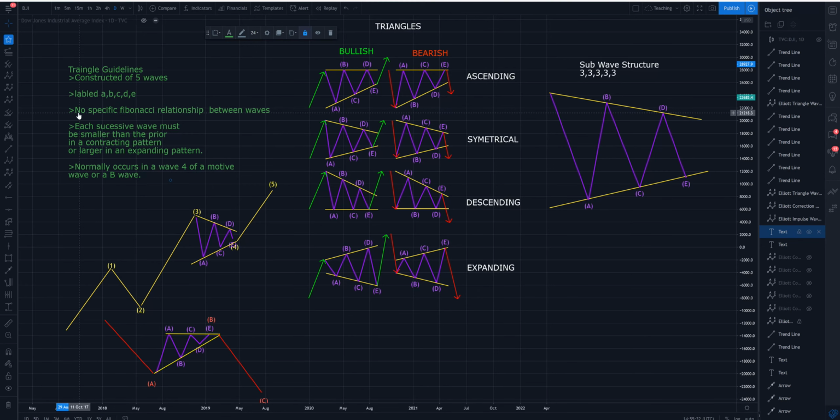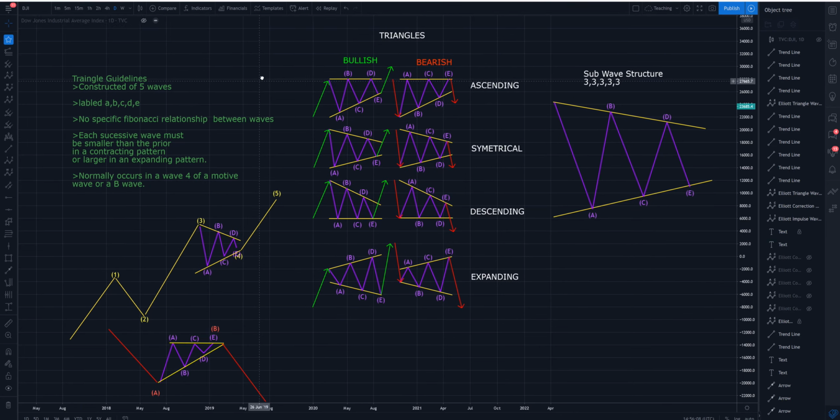Now, there are no specific Fibonacci relationships between the waves inside a triangle. So unlike other waves which we've observed, such as your impulse wave and your corrective waves, flat and zigzag, which have Fibonacci relationships between the different waves in terms of their wavelength, there are no such parameters for a triangle. However, each successive wave must be smaller than the prior if you're in a contracting pattern, or larger in an expanding pattern. So what do I mean by that?